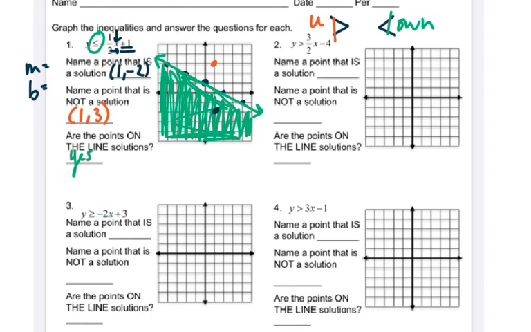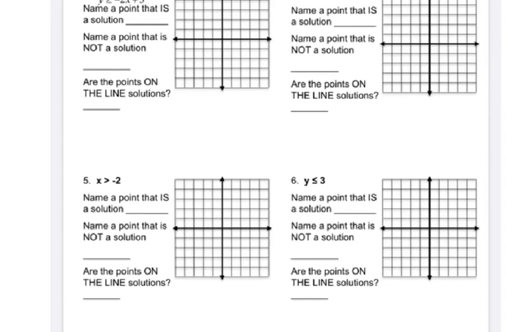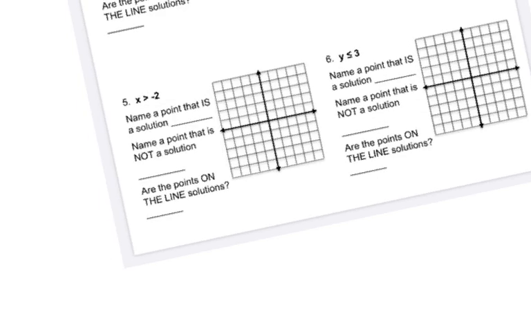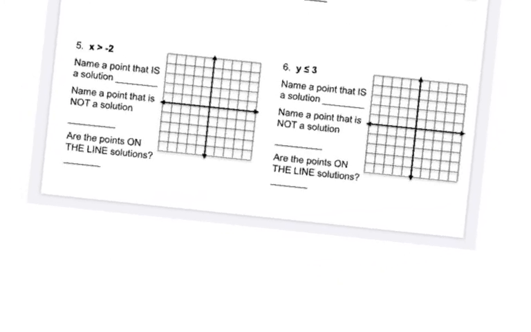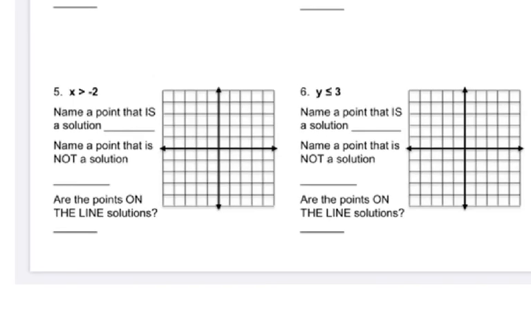Okay, 2, 3, and 4, very easy. Ooh, we're going crazy.